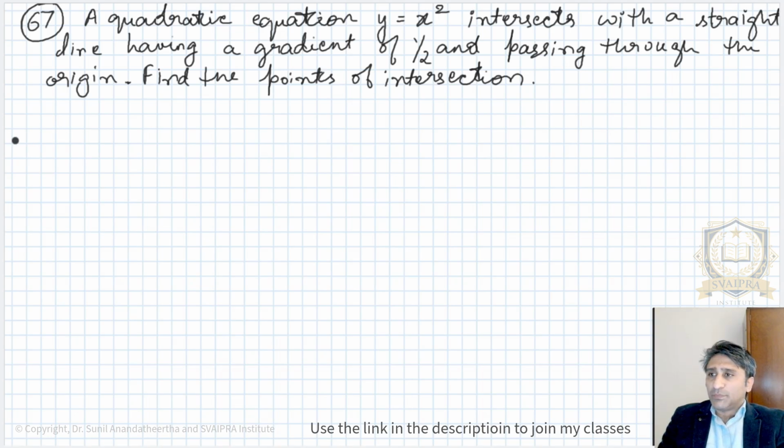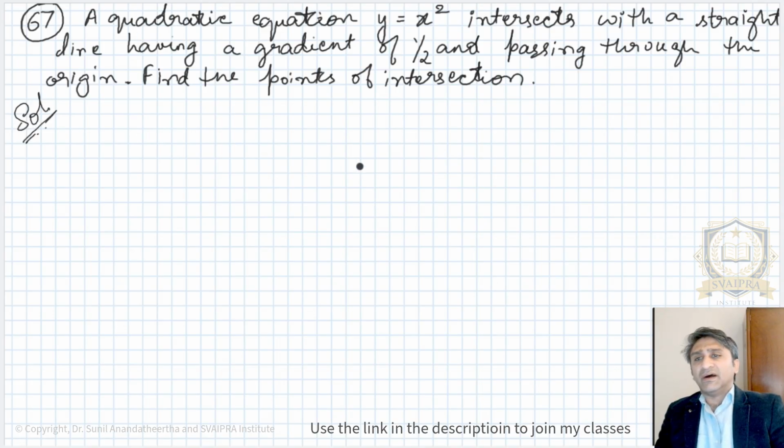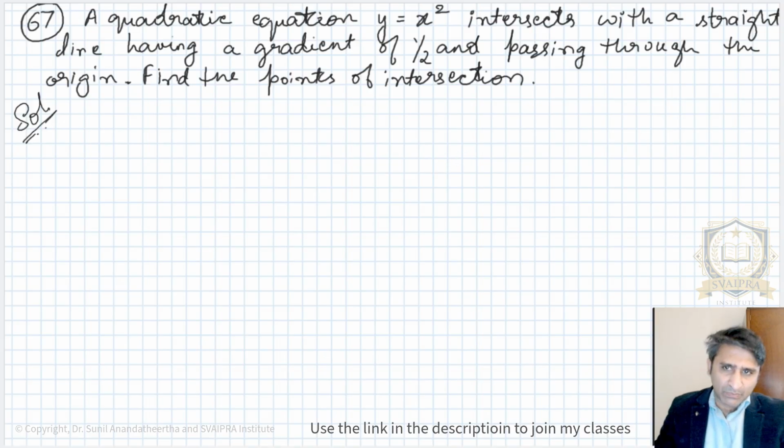Hello, so we are going to be solving this problem, an interesting one. Again, points of intersection. The quadratic equation y equals x squared intersects with a straight line having a gradient of half and passing through the origin. Find the points of intersection. Absolutely simple problem, no big deal.